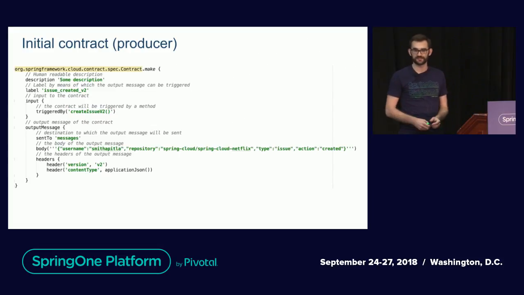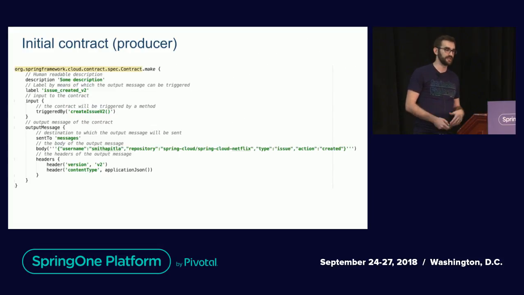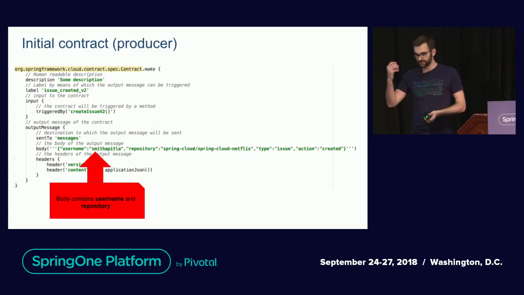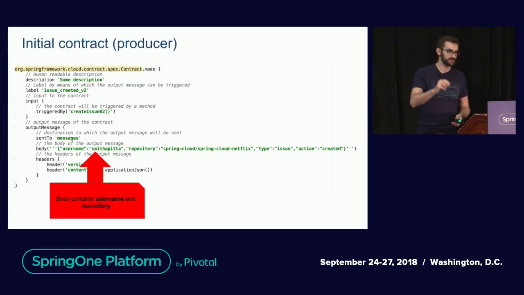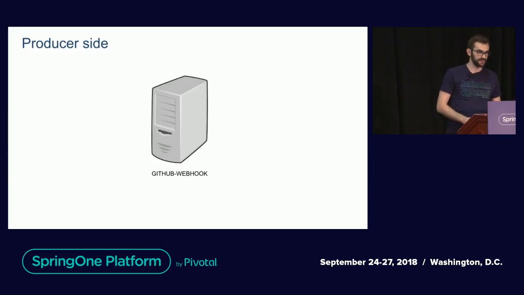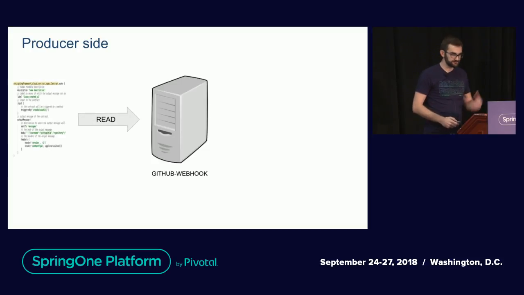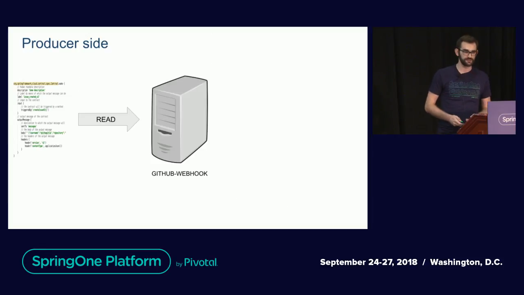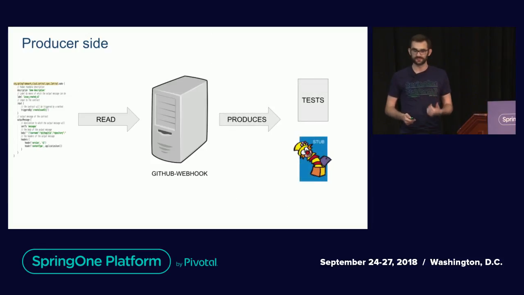You can define a contract in Spring Cloud Contract using YAML or Groovy. Here we have Groovy. There are all sorts of details here. Let's focus on this one. So we're saying that the producer says, I'm going to send a message to destination messages with such a body. The body contains fields username and repository. Let's focus on this. So now, on the producer side, the plugin of, let's say, Spring Cloud Contract, Maven plugin or Gradle plugin, reads the contract definition and produces tests and stubs.